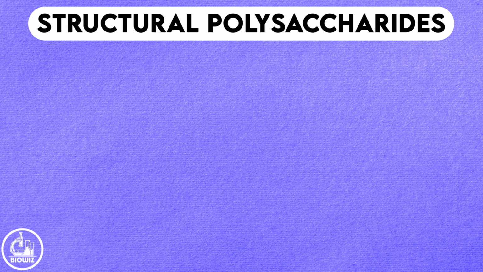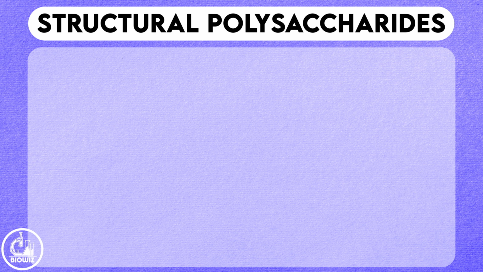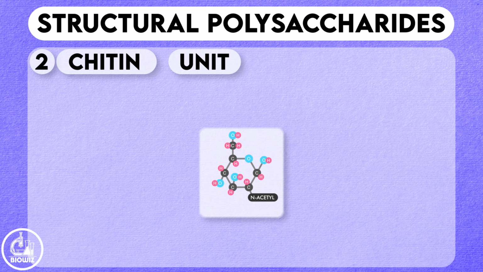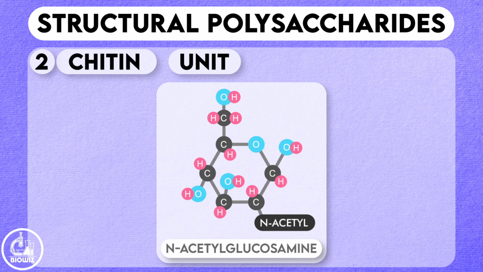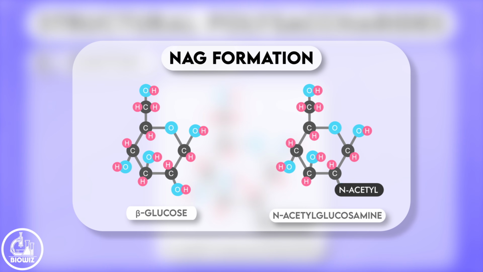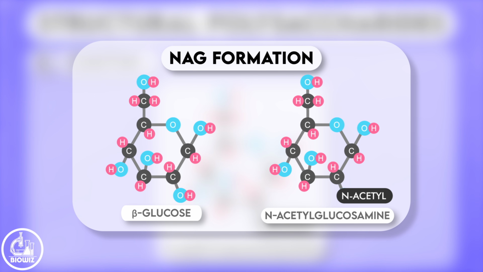Another example of structural polysaccharide is chitin. Chitin is made up of modified form of beta-glucose unit called N-acetyl-glucosamine, or in short NAG. In this unit, the OH of the second carbon of beta-glucose is replaced by an amino group which in turn is attached to an acetyl group. Thus chitin is a homopolymer of N-acetyl-glucosamine.